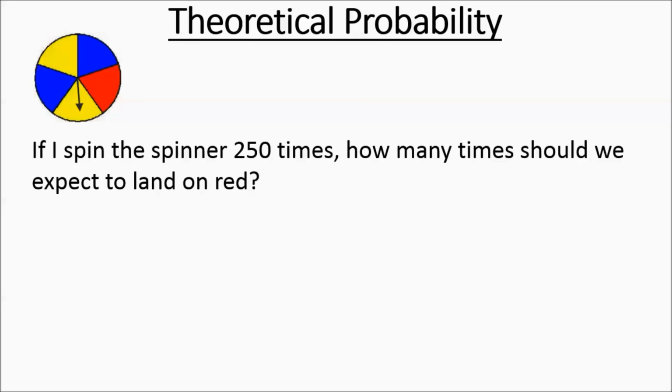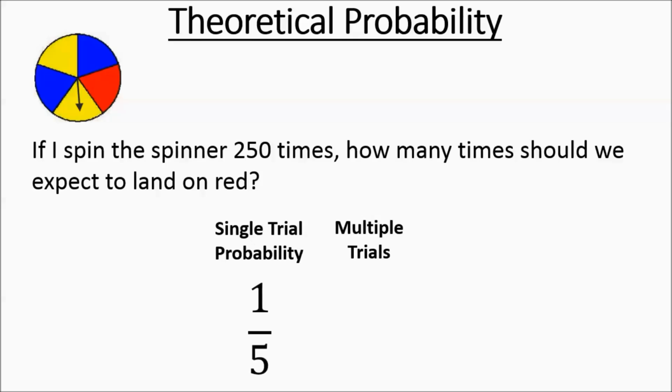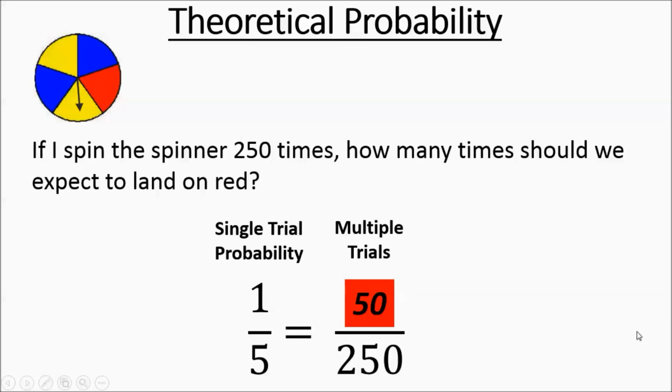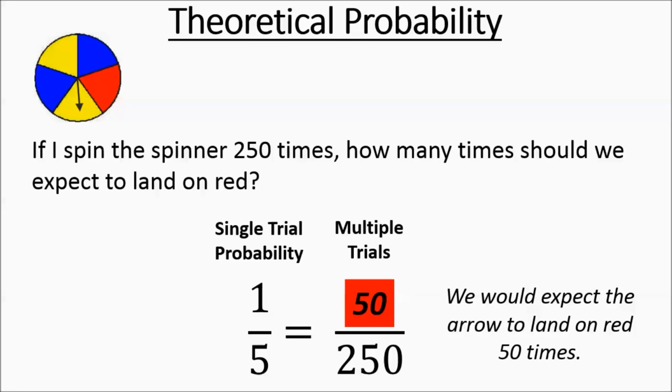If we spin 250 times, how many times would we expect to land on red? Well, for a single spin, you have a 1 in 5 chance of getting red. So if you do 250 times 1 divided by 5, you should have 50 reds. 50 reds out of 250 trials.